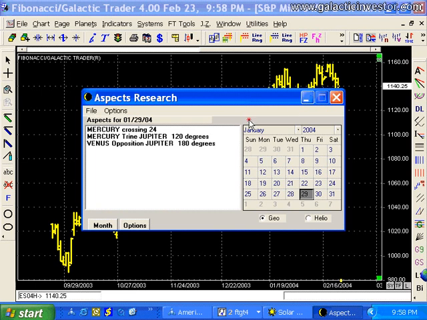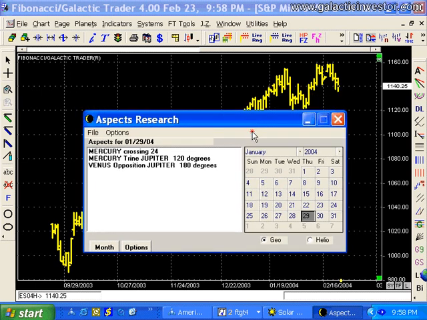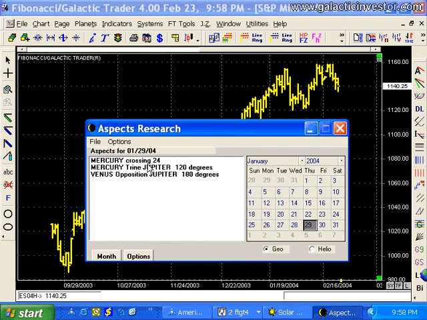Here's a bottom on the 29th of January. Mercury crossing the 24, Mercury trine Jupiter, 120 degrees, Venus opposed Jupiter, 180 degrees. These are the geocentric aspects. Heliocentrically, we had Mercury sesqui-square Saturn, 135 degrees, and Venus crossing the 24. So let's go back to the geo aspects on this particular day, and let's put in some planetary lines now.